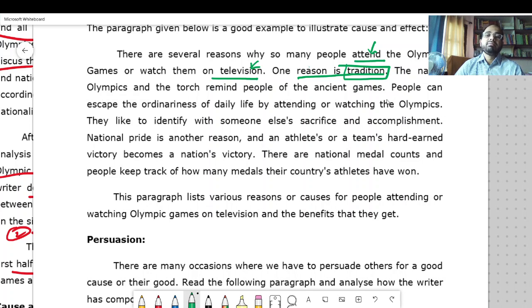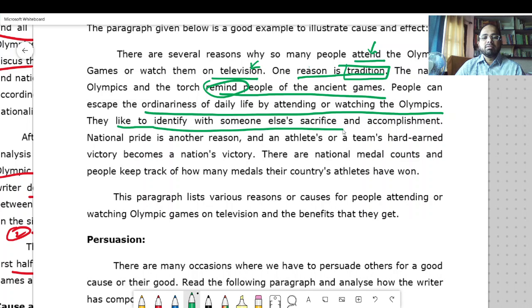We celebrate Pongal. And particularly it is the festival of the farmers. But what has happened now, it has become just a style, but we still continue to follow the tradition and we should not leave our tradition. The name Olympics and the torch remind people about the ancient games. People can escape the ordinariness of life by attending and watching the Olympics. They like to identify with someone's sacrifice and accomplishment.